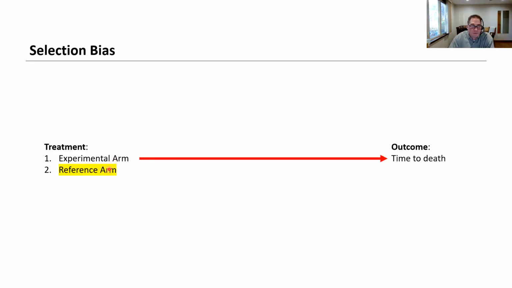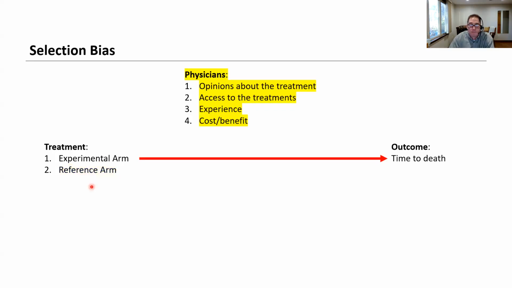In order to do this effectively, we need to have a reference arm. And that reference arm is probably some standard of care that the patients are getting right now. The experimental arm might be in addition to the standard of care. It might be a wholly different treatment regimen. It's not important at this point. Only to say that if you're going to have an experimental arm, you need to have a comparator in order to make any interpretable findings.